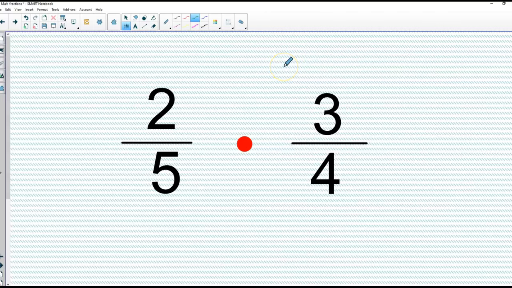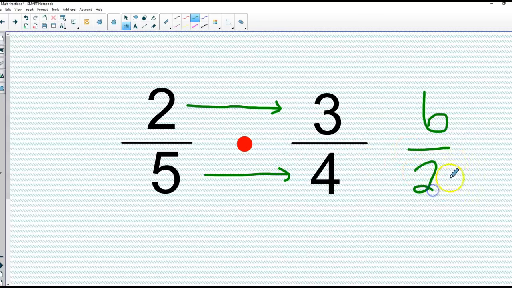Okay, so when we're multiplying fractions, it's very simple. We are going to multiply straight across. So 3 times 2 gives you 6, and 5 times 4 gives us 20. So far our answer is 6/20. Now, the same rules apply. We still always have to reduce and change improper fractions. And in this method I'm showing you, we are reducing at the end of the problem.